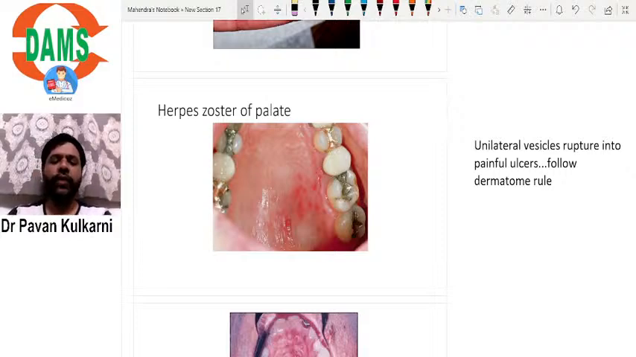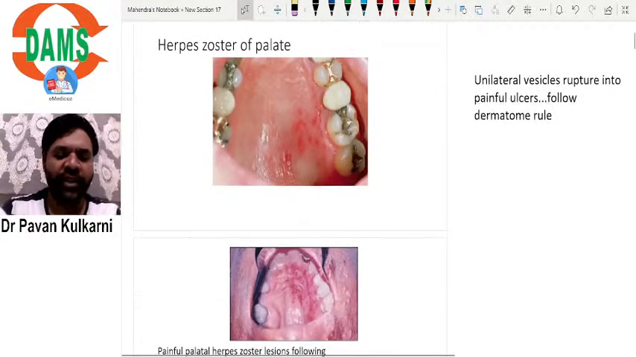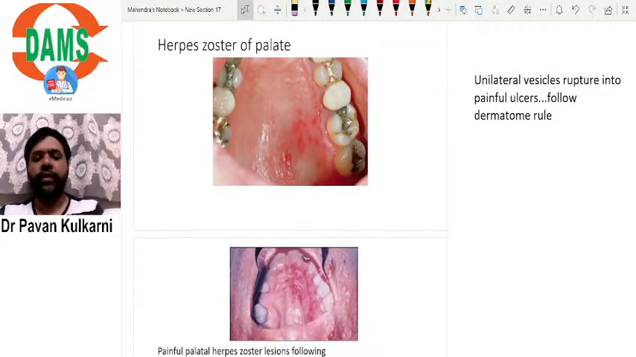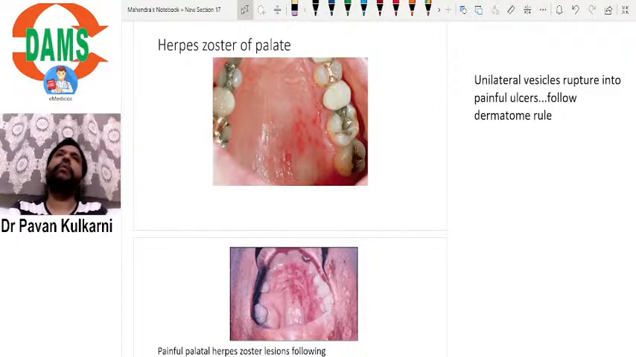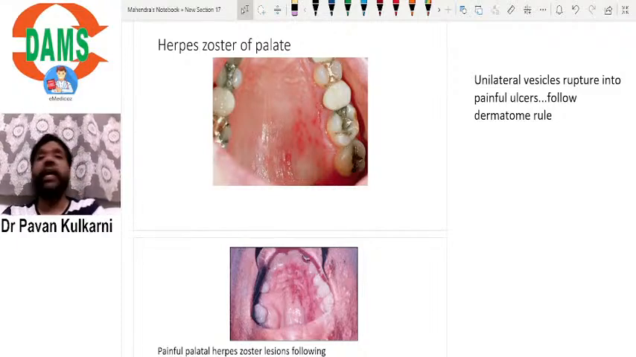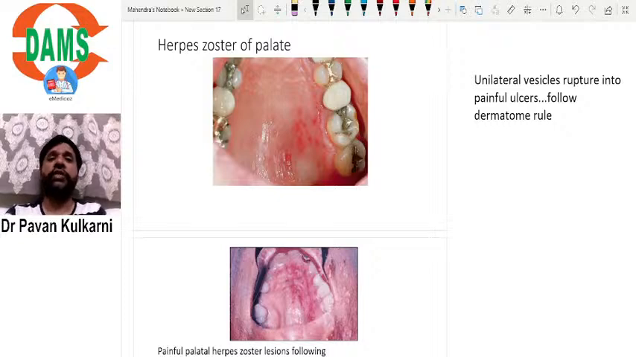You can see typically on this image, in both the images, on the left side only there are vesicles. Remember, these are very, very painful. Herpes zoster vesicles will rupture and form ulcers, and these are very painful ulcers.